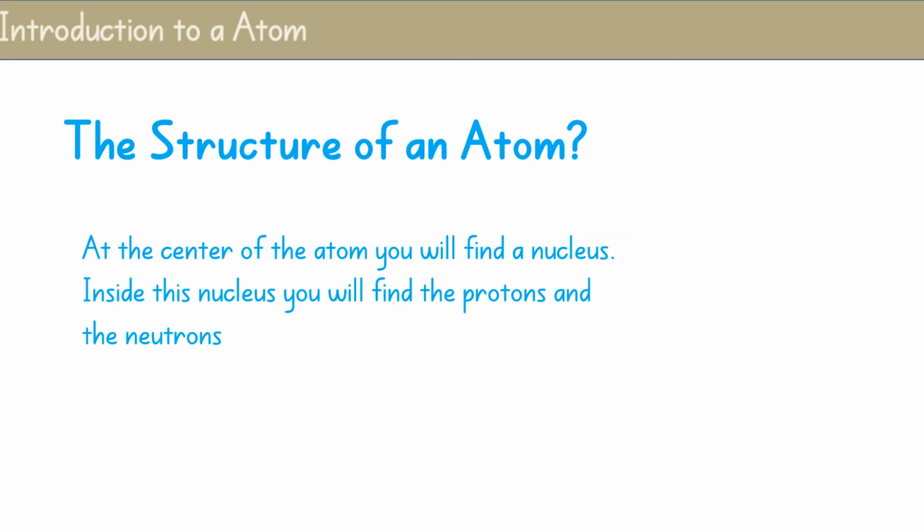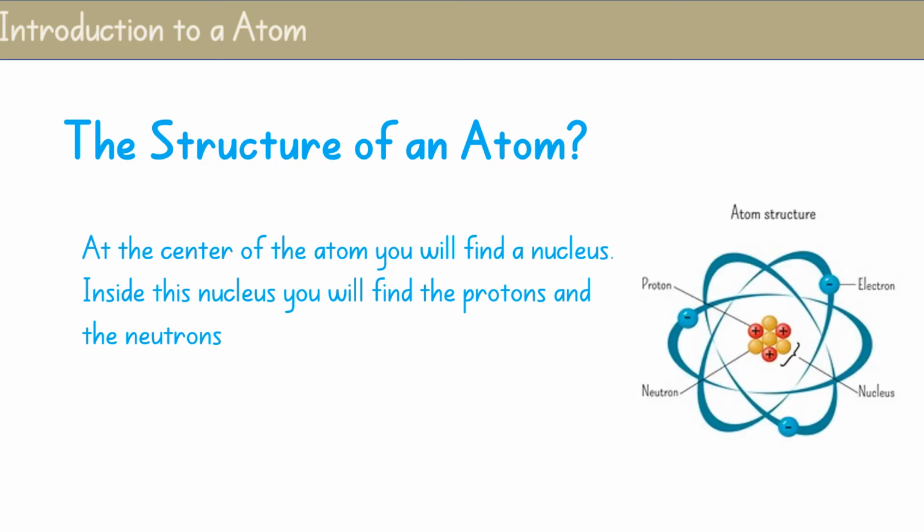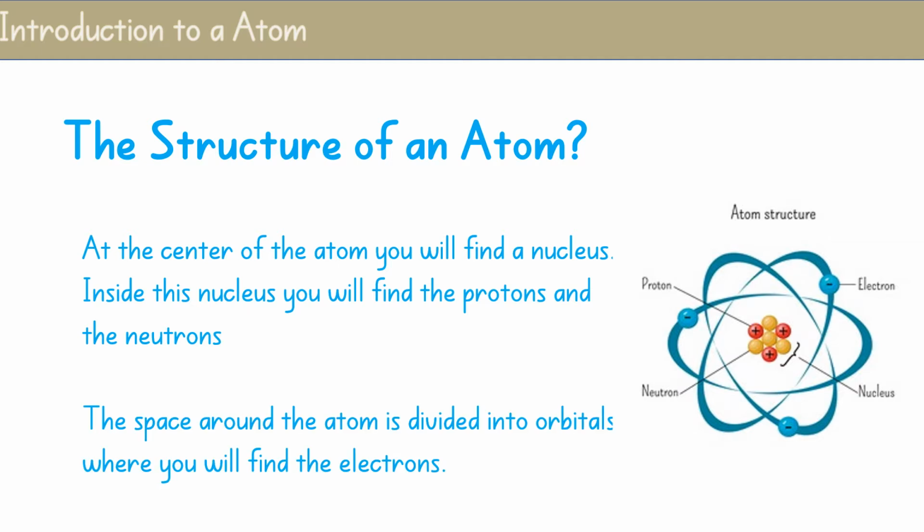The structure of an atom. At the center of the atom, you will find a nucleus. Inside this nucleus, you will find the protons and the neutrons. The space around the atom is divided into orbitals, where you will find the electrons.